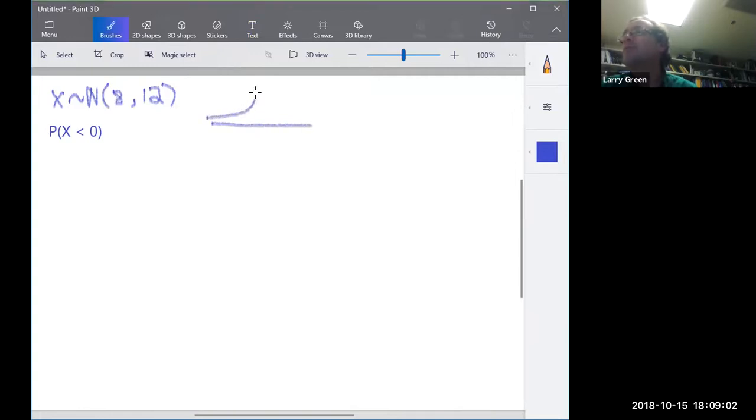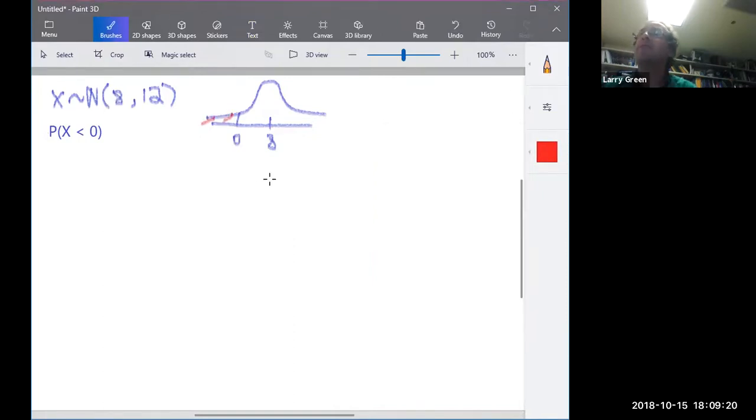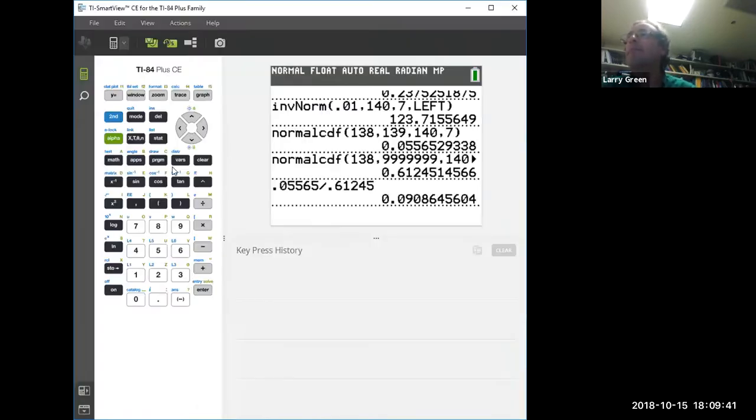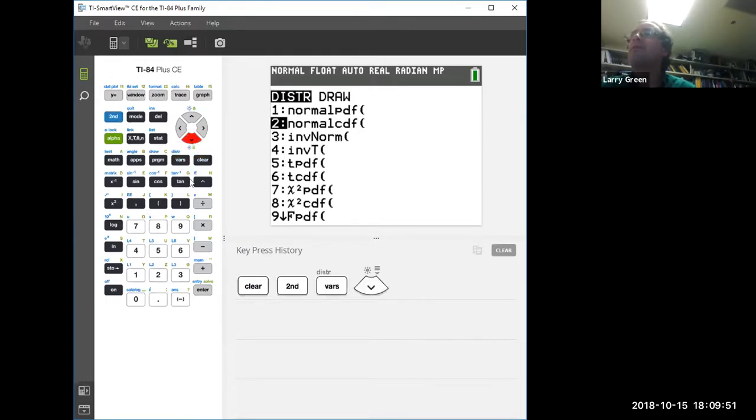You draw your beautiful normal distribution picture. Mean is 8. We have 8 as our mean. 0 is over here, and 12 on the other side. And what we want to do is find out what this area is. Any questions on that? Okay, so this is a review, but it's an important review because we want to compare it with another option. Now I can go and use my calculator. You should follow along with me with your calculator. You can go to second distribution, and this is normal CDF.